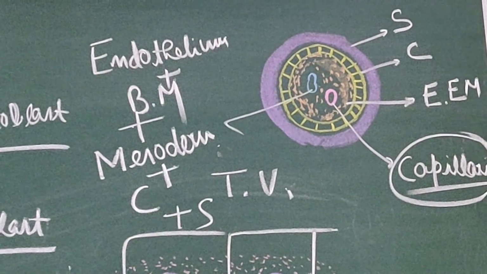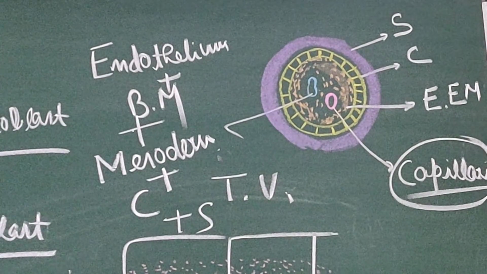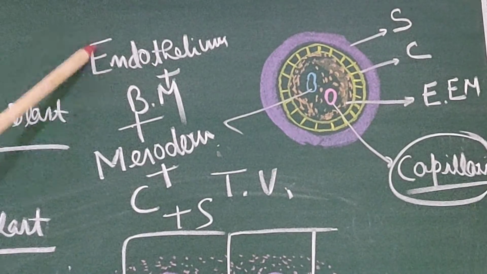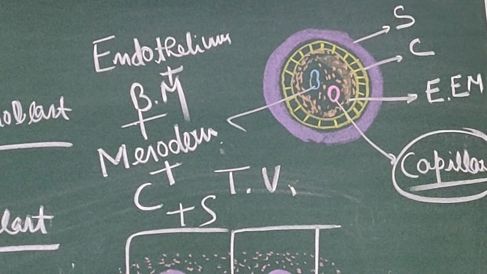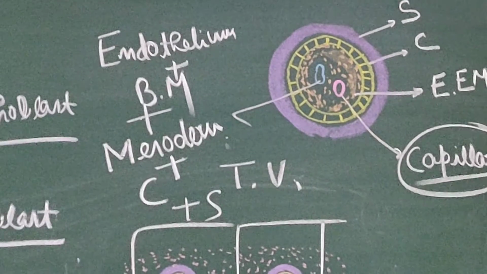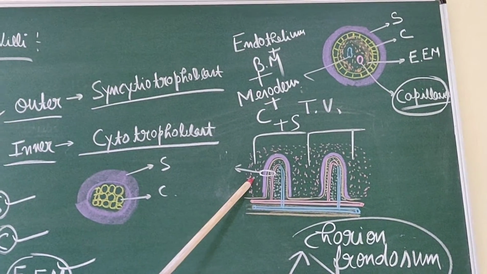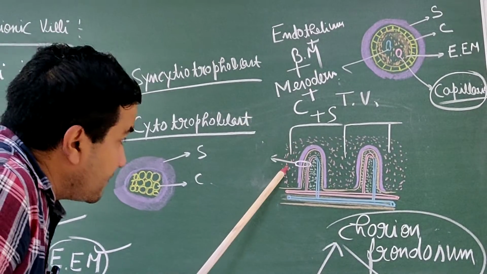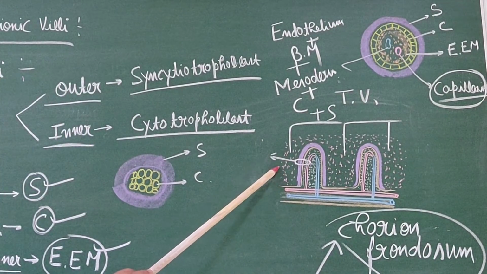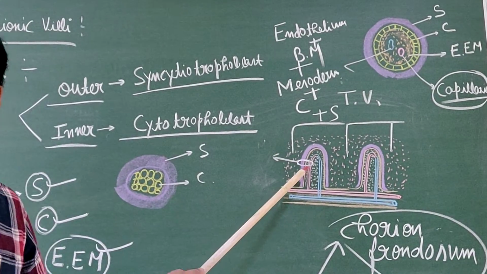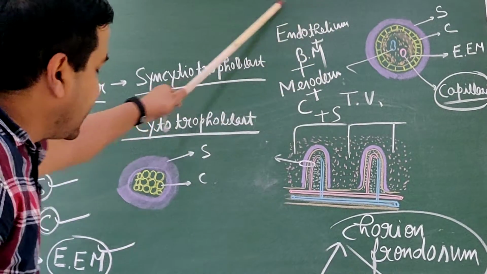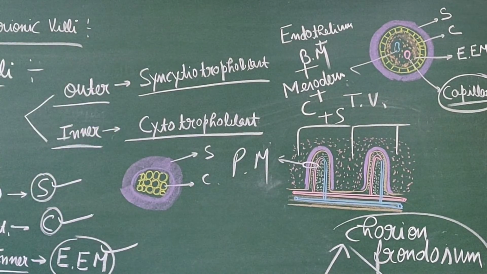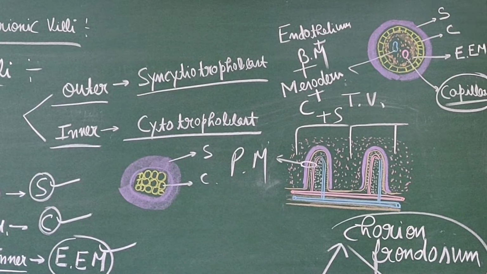In the initial stage of pregnancy, up to the 4th month, these are the four layers that separate the maternal blood present in the intervillous space from the fetal blood present in the capillaries. And these four layers are known as the placental membrane. It is the placental membrane.